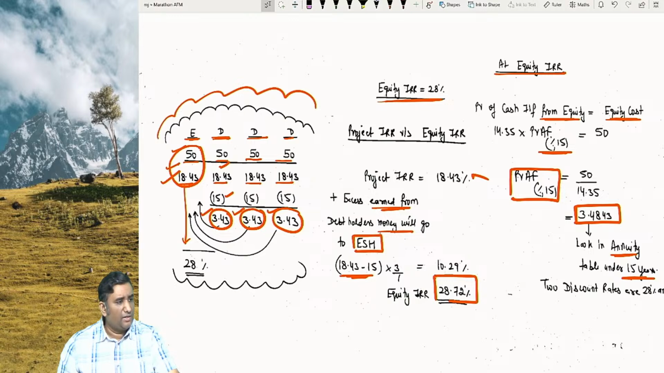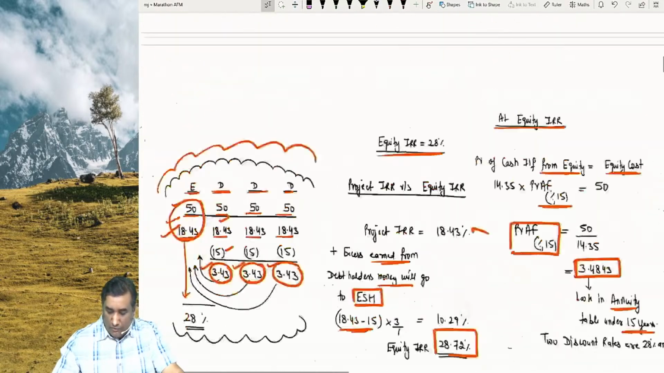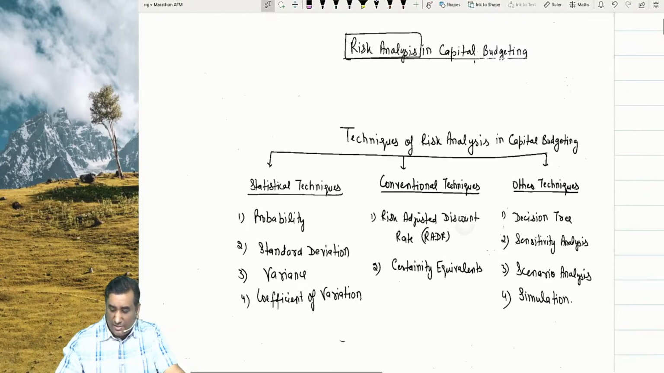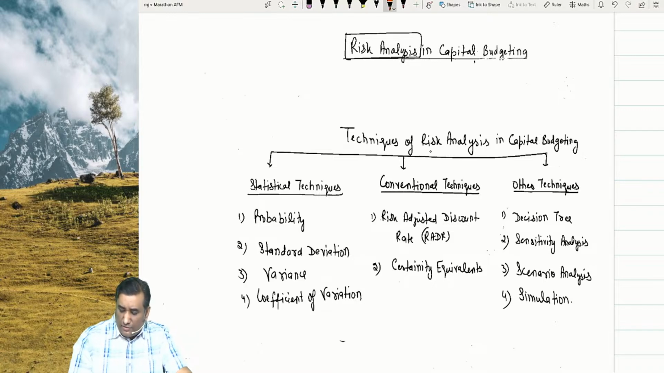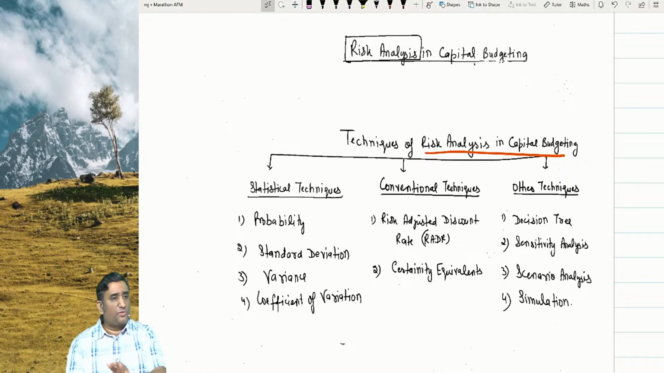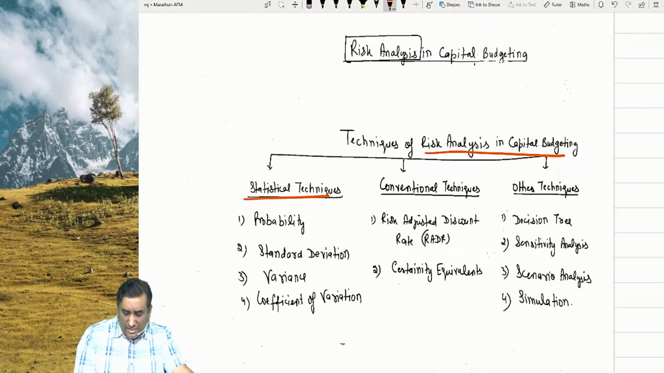Now going back to the second part of the chapter. Before I move on, the first slide I gave you, which some of you might have done in Inter, is risk analysis and capital budgeting. That's exactly the same thing that has come back. What they ask is techniques of risk analysis in capital budgeting. This was part of capital budgeting long back, then it went to Inter, then it came back to Final again.